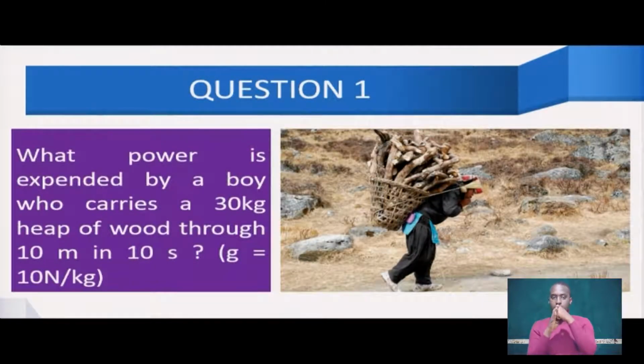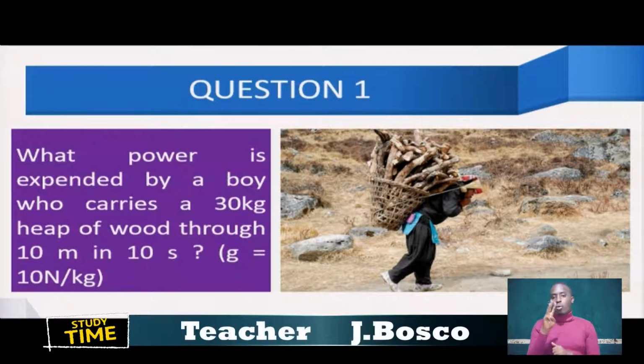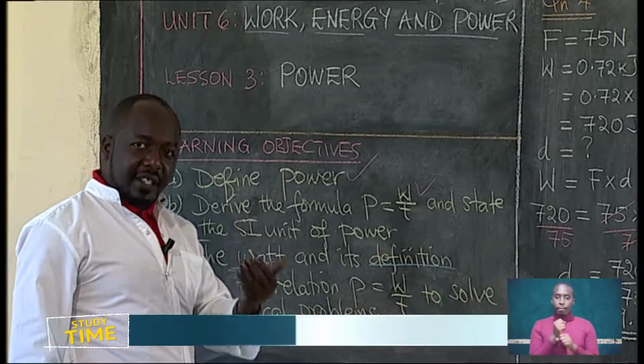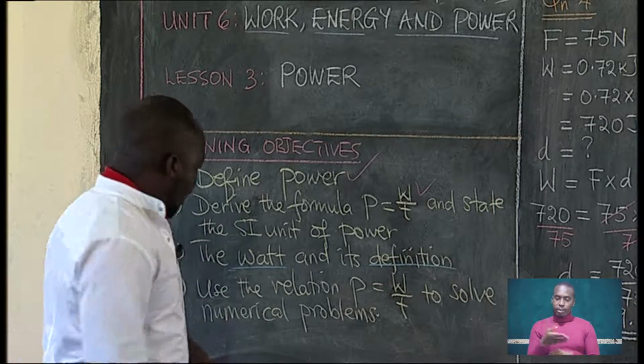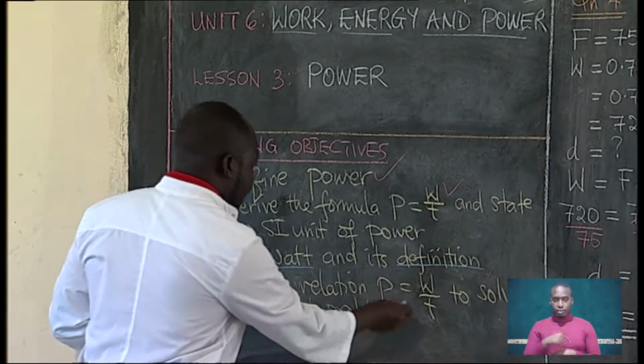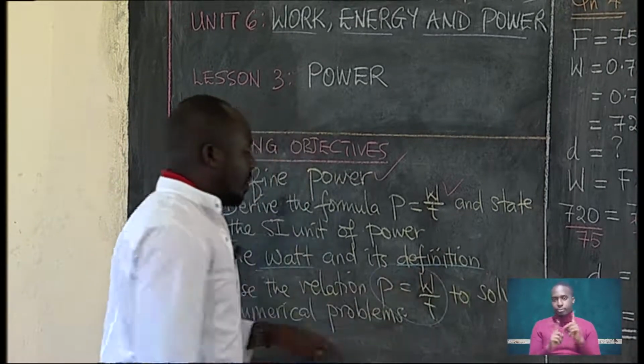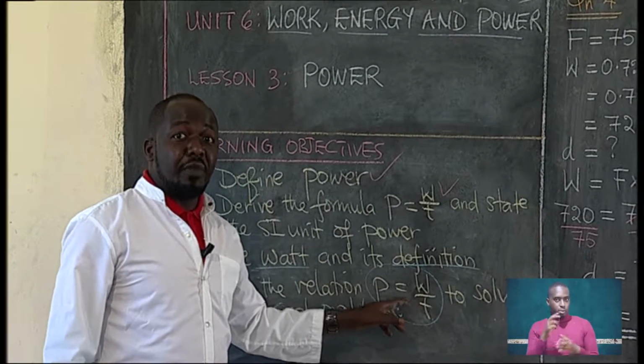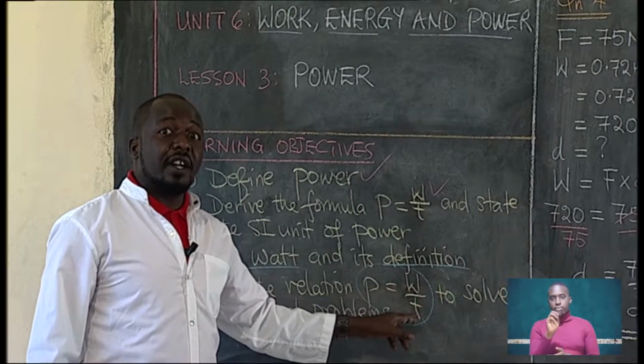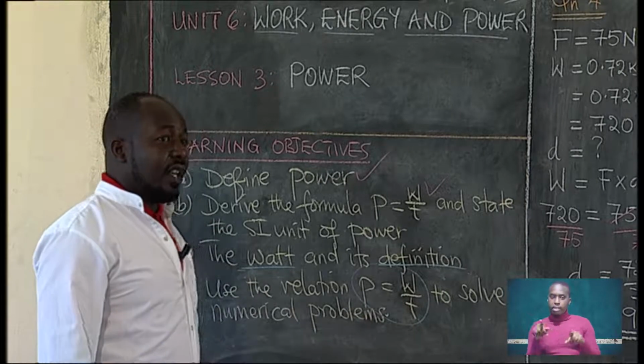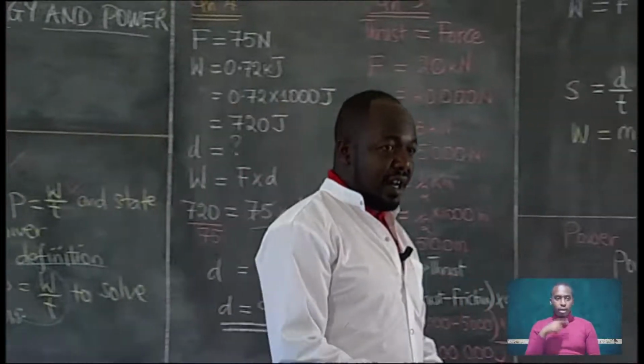Okay? So let's look at one question. Because remember, in our objectives, we were supposed to look at the watt and the definition of the watt. Remember, rate of working of 1 joule per second. And so, lastly, we just want to look at one question so that we see how we apply the formula. Power is equal to work done over time taken. Then in our next lesson, we shall continue with many others.